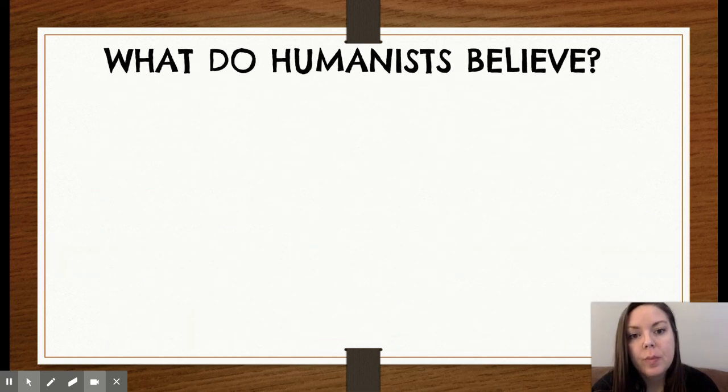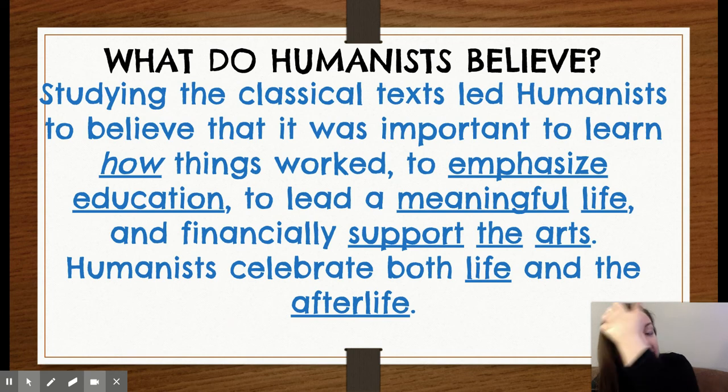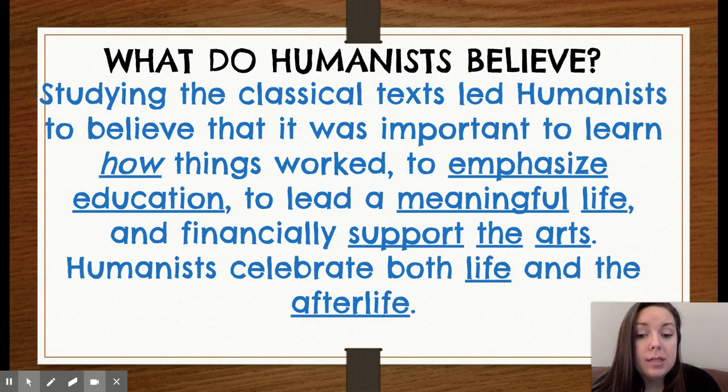These subjects were collectively called the humanities because they were what made us human, separated us from the animals. So what did those humanists believe? Studying the classical texts led humanists to believe that it was important to learn how things worked, to emphasize education, to lead a meaningful life, and financially support the arts. They celebrated both life and the afterlife. That's why in a lot of the paintings that we're going to look at, they focus on heaven and hell.